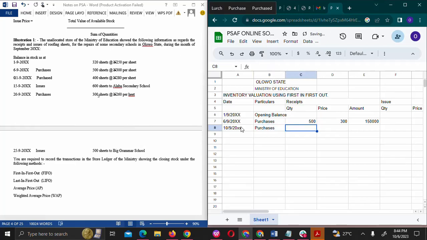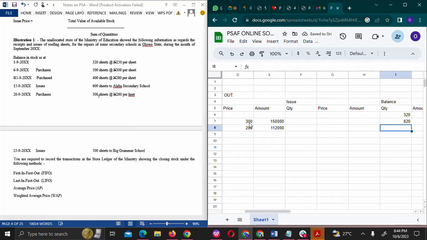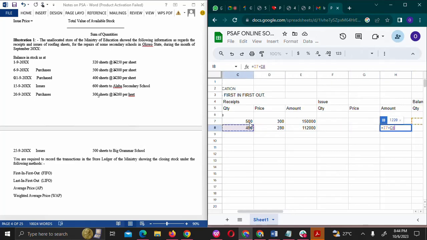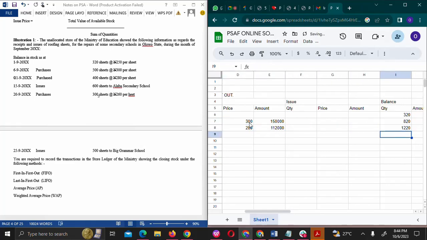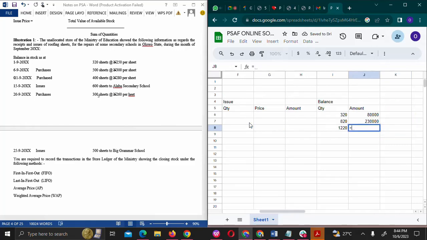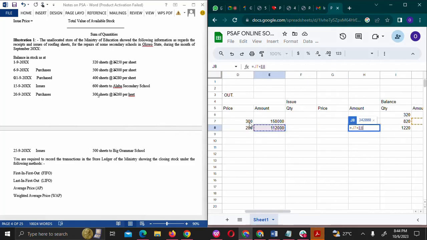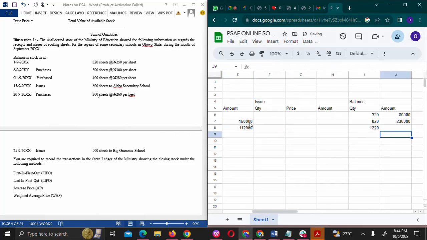So we have purchases, right? So we have 400 units, right? And the price is 280, and the amount will now be 280 times 400, right? And for your balance, the quantity will then be what you have before plus the unit 400, right? And for the amount, you will have 230 plus 412,000. Do you understand?